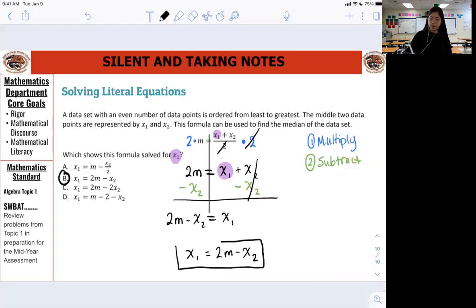So notice, this was just 2 steps. We still followed all the rules. Remember, those rules are important. You're not going to do whatever the heck you want. You have to follow those steps in order. We had to get rid of our fraction first, and then we were able to get rid of the x2 using the subtraction property. Do I have any questions so far?